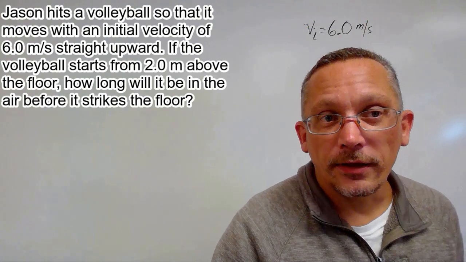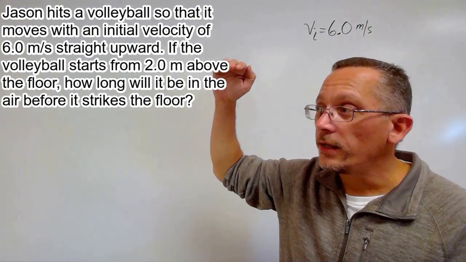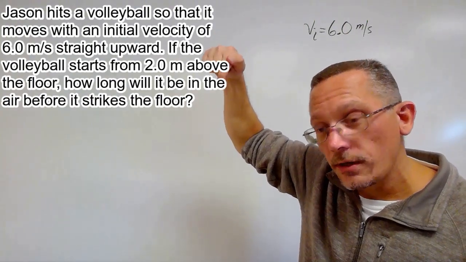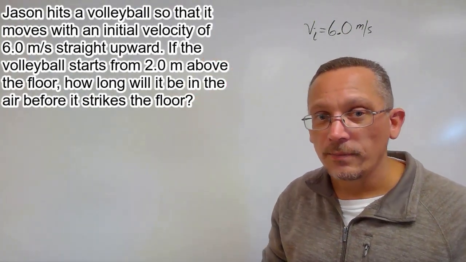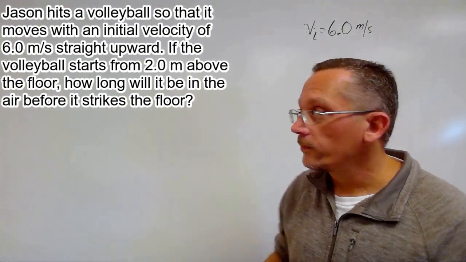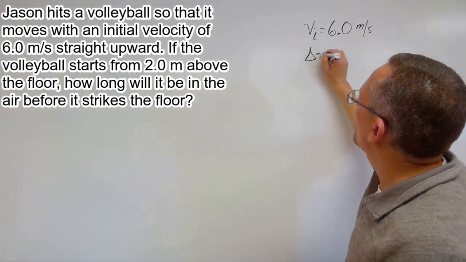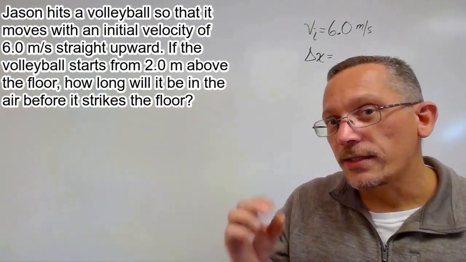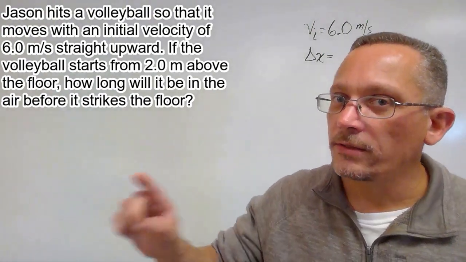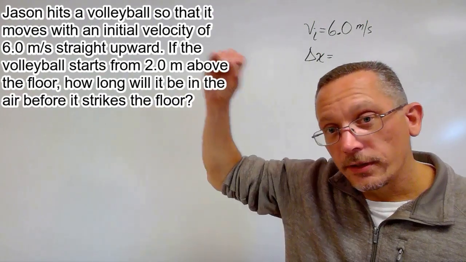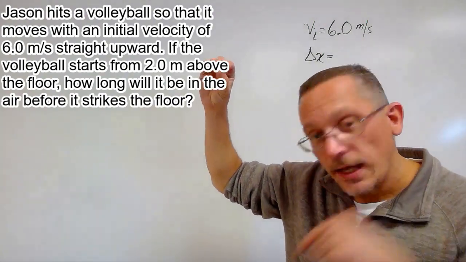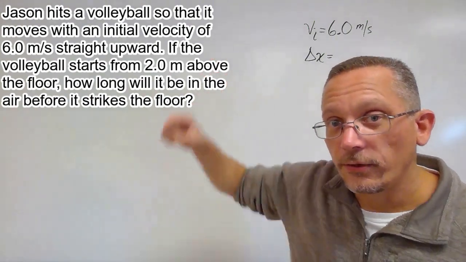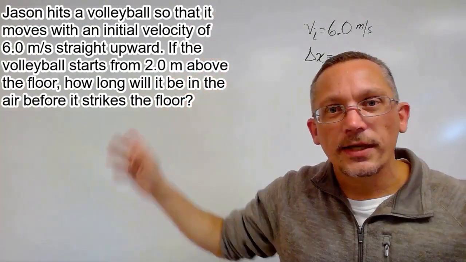Now, moving on, it says if the volleyball starts from 2.0 meters above the floor, and let's think about what's happening here. It's going to start from 2 meters high, go up, come back down, pass that point where it started and continue onto the ground. So here's my question for you: what's its displacement? How far does it end up from where it started? Well, if it started 2 meters above the floor and ended up at the floor, then it's 2 meters from where it started, right?